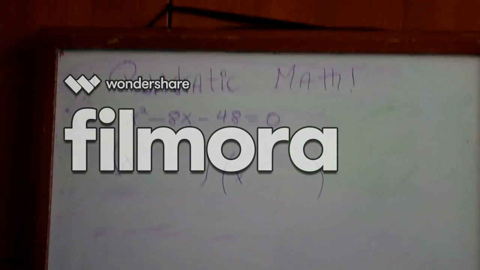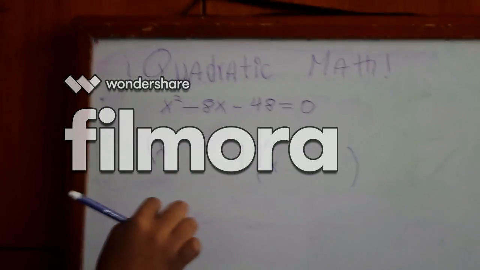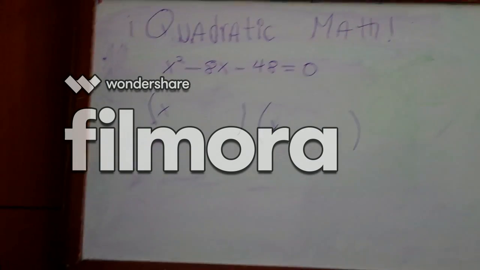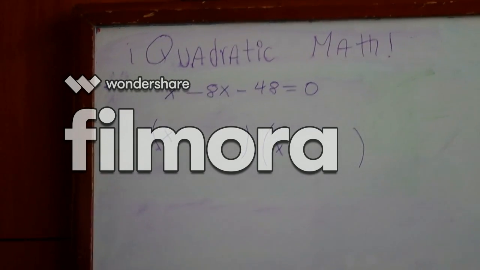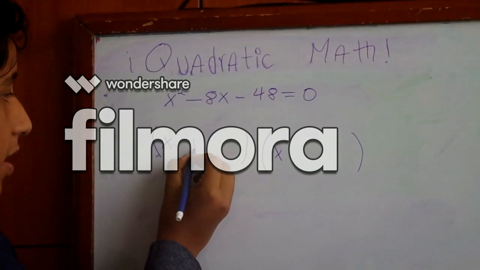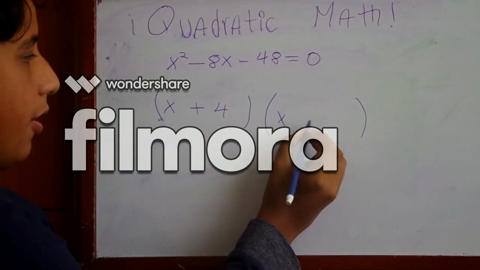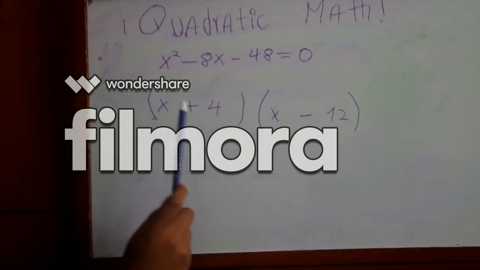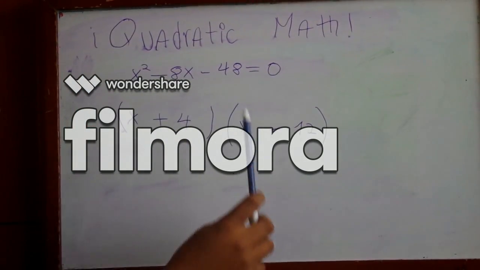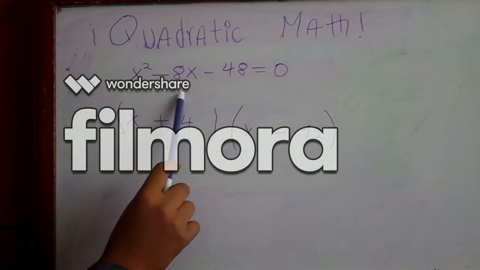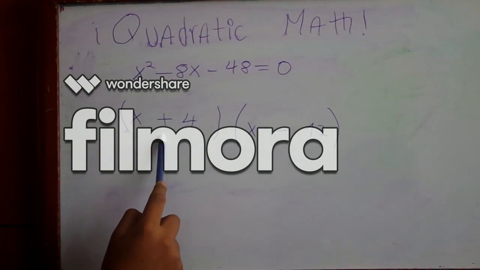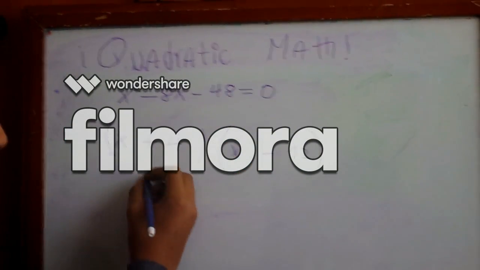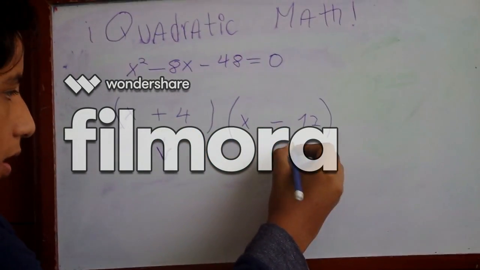Right now we have to see the two numbers, so it would be 12 and 4, but we have to place them with the right signs, so we have the right answer. So it would be here plus 4, and here negative 12. So if we see positive 4 plus negative 12, we'll have negative 8, and if we multiply positive 4 and negative 12, we'll have negative 48. So we have right now here the x1 and the x2.